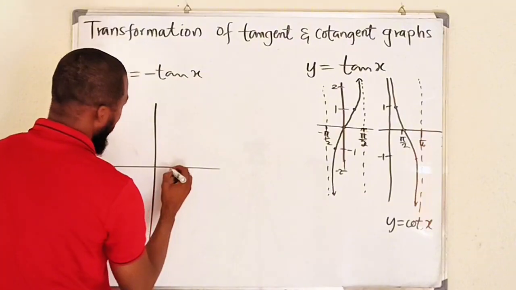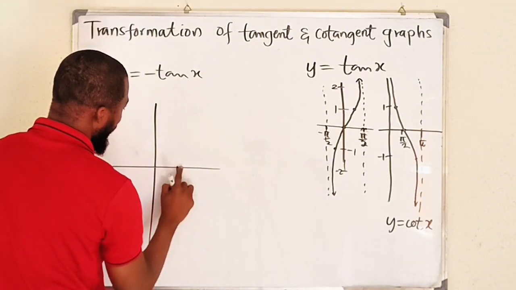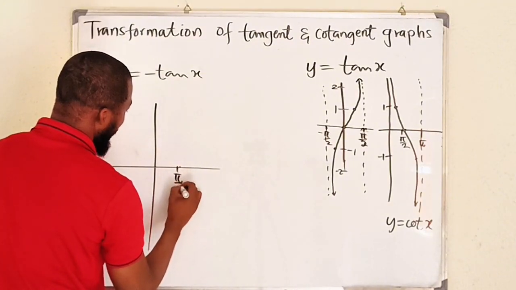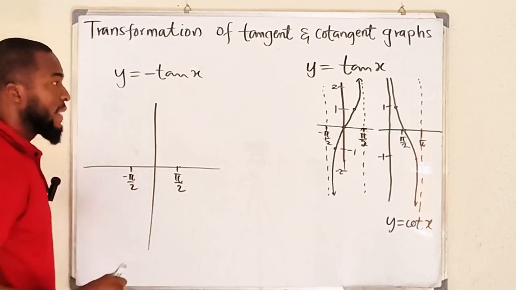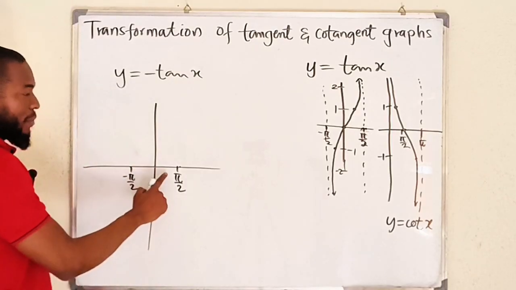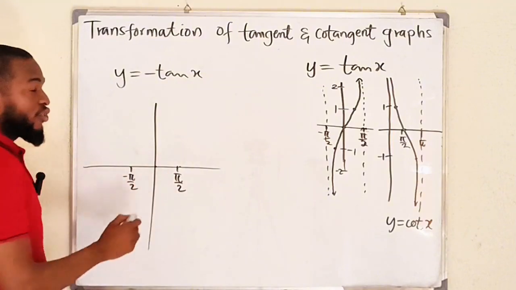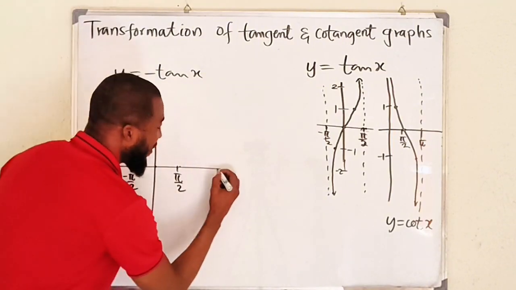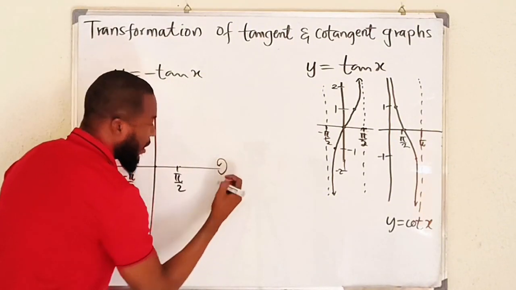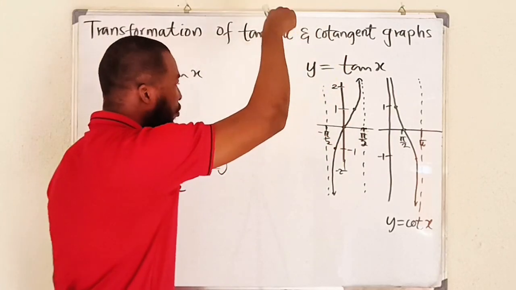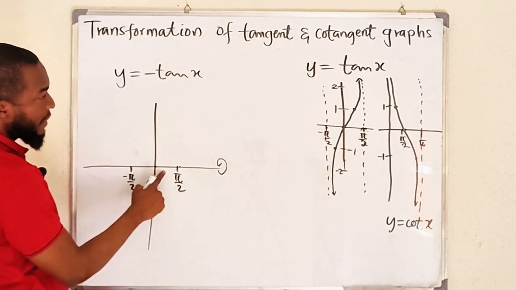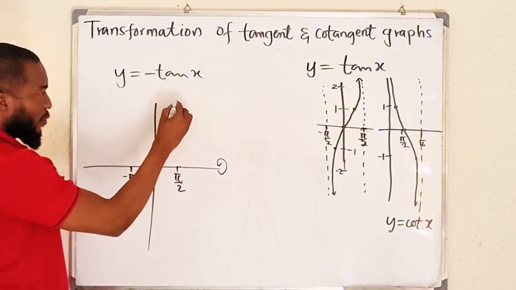We have pi over 2 to the right. We have negative pi over 2 to the left. All right. Remember, the origin will not change. This is going to be a reflection about x-axis. So every single point to the top will be shifted down. Remember at 45 degrees, let me draw my asymptotes.